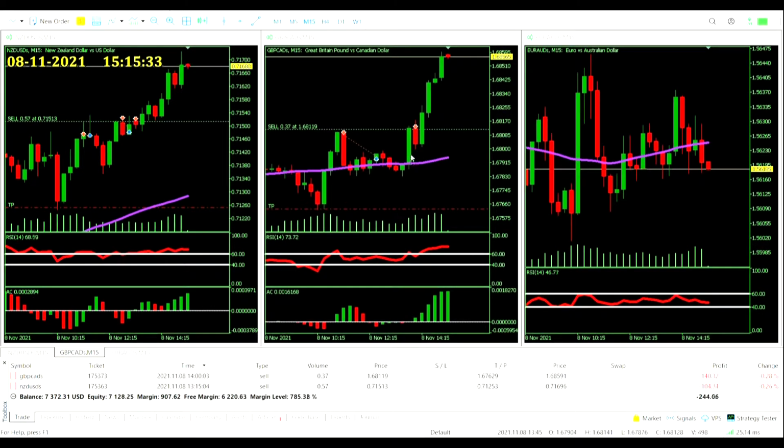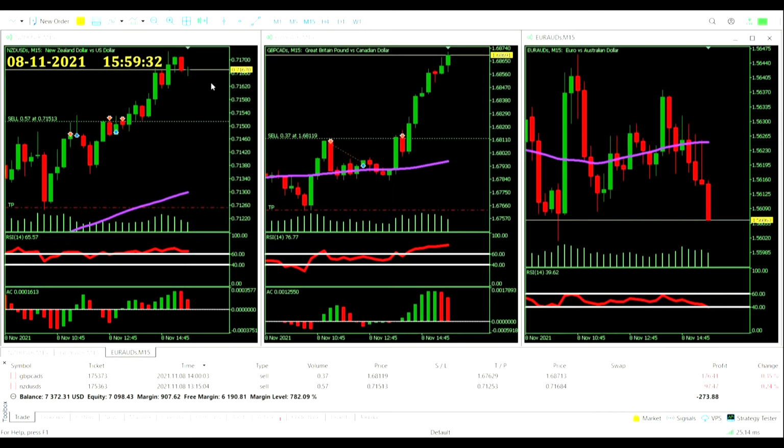Just after 3:15, and we continue to get obliterated by these trades. Almost $250 down between the pair. Particularly the pound Canadian dollar just looks like it wants to keep on running. Both these charts though, no sign whatsoever of the accelerator oscillator turning back and getting beneath the 0 line.